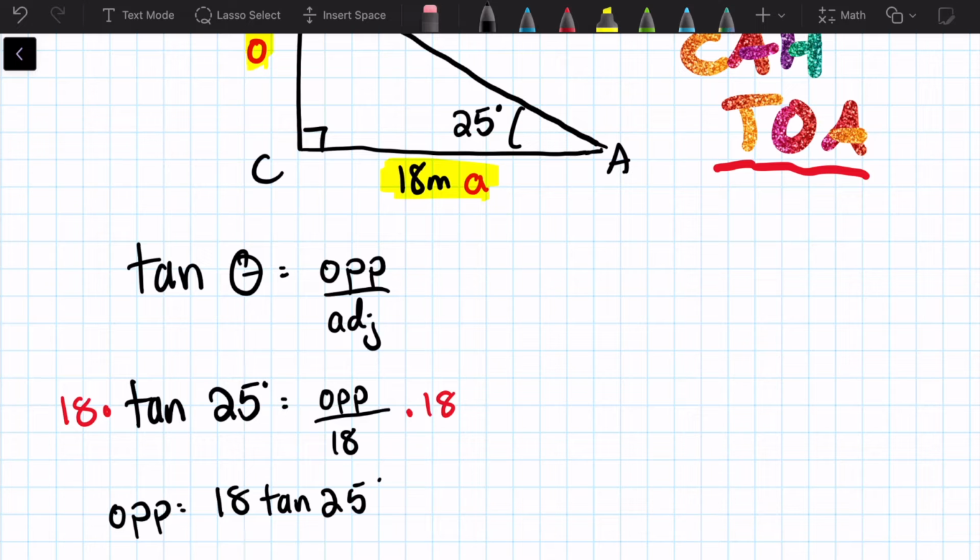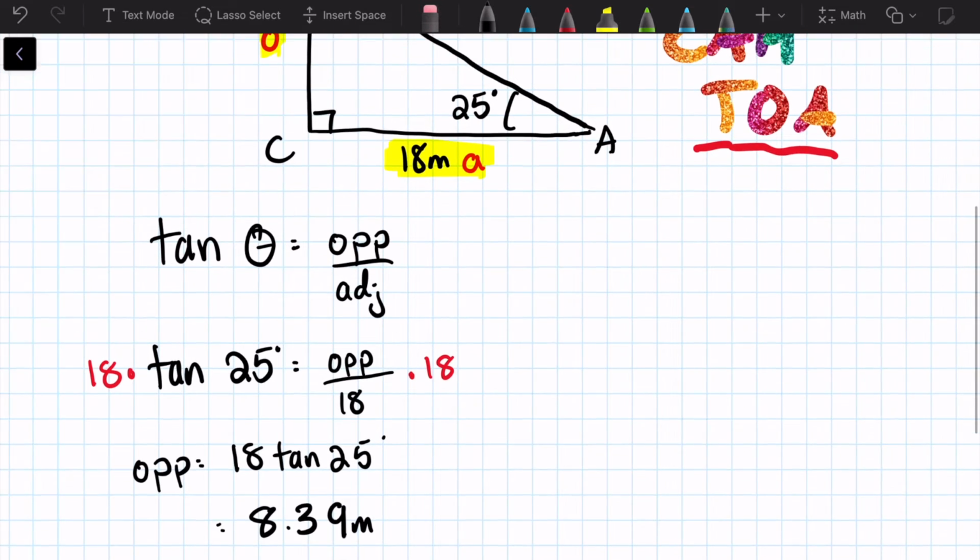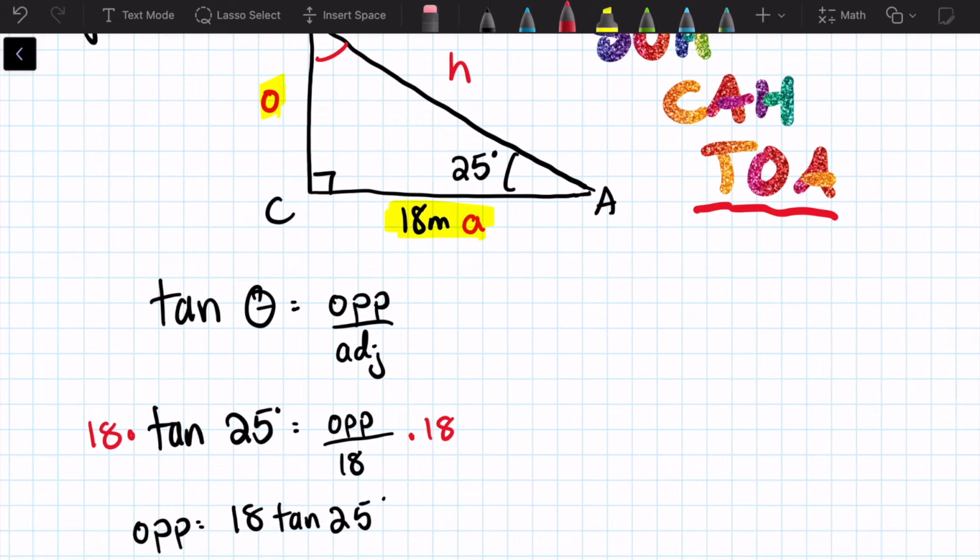This is where you get out your calculator and make sure that it's in degrees, not radians. Plug that all in and calculate. I'll give you a few seconds to try that out for yourselves. And so once you've done that, you should hopefully get 8.39 meters. So that's one thing we figured out. We've got 1 out of 3. So we now know this side over here is 8.39 meters, which is good.